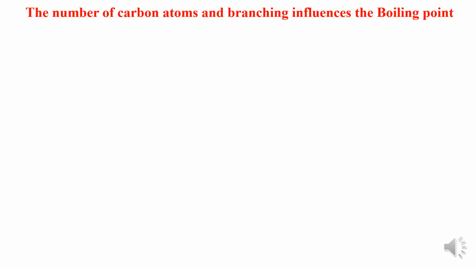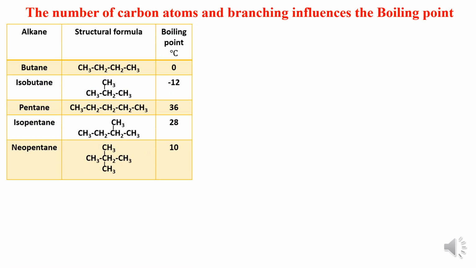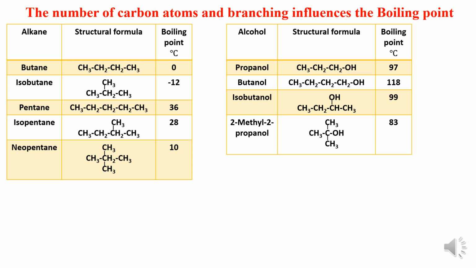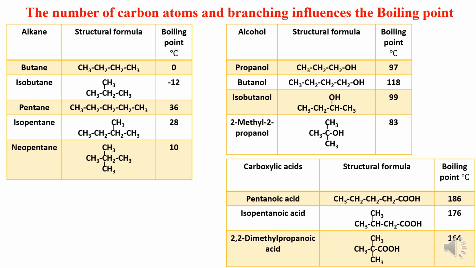Now the number of carbon atoms and branching definitely has a profound influence on the boiling points of alkanes, alcohols and carboxylic acids.